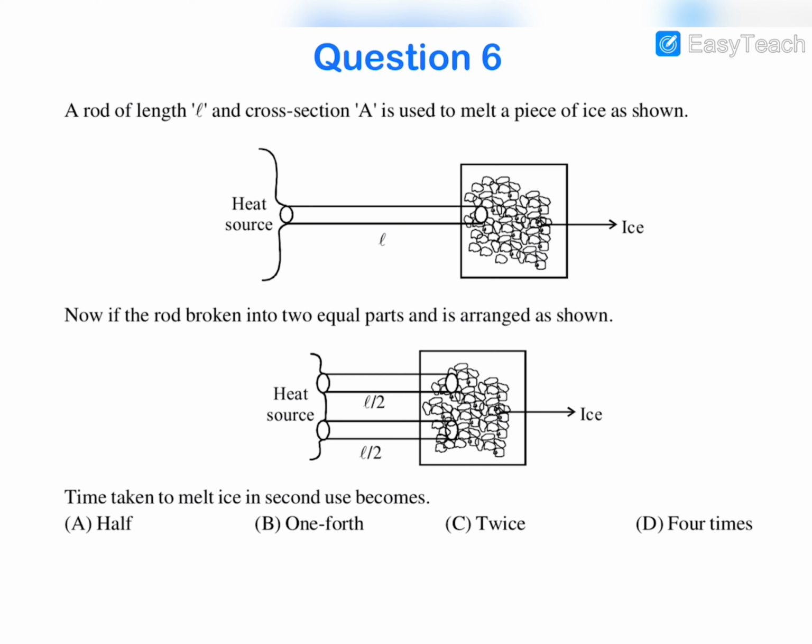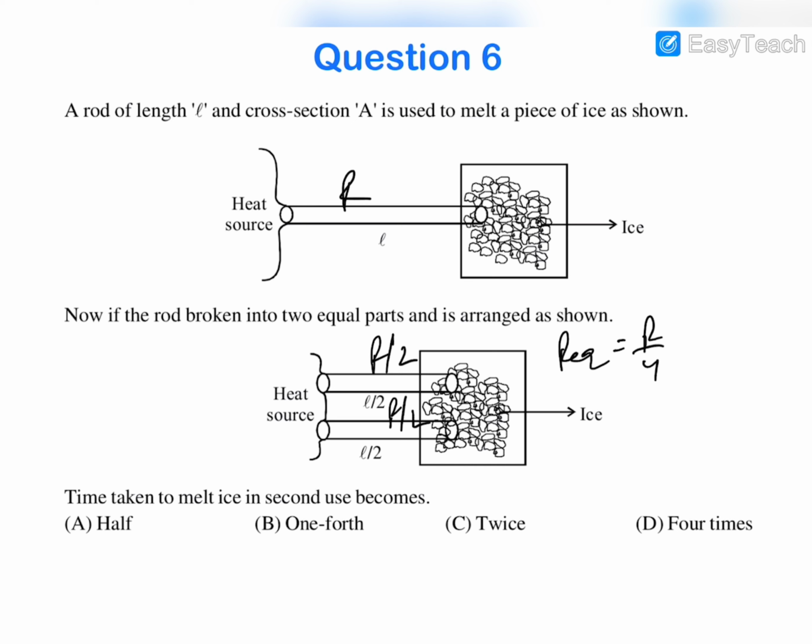In this question you can see that there is a single rod of area of cross section A that is used to melt the ice in the box, and this is the heat source. So let us suppose that the resistance of this rod is R. Now this rod is divided into two parts and they are connected in parallel. So this is R by 2 and this is R by 2. So R equivalent will be R by 4.